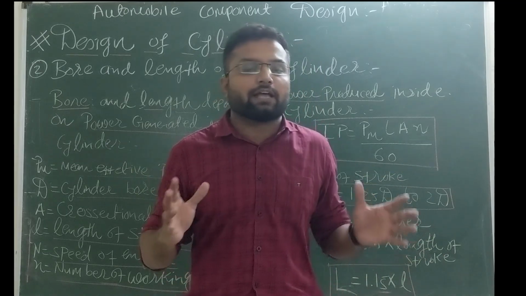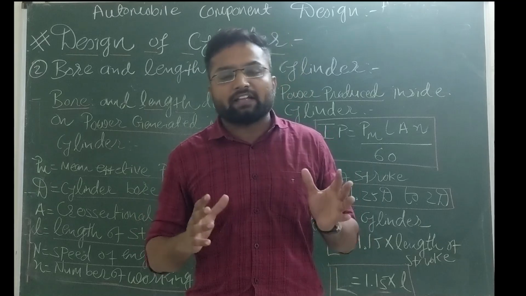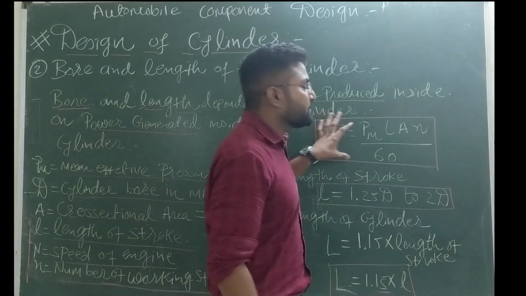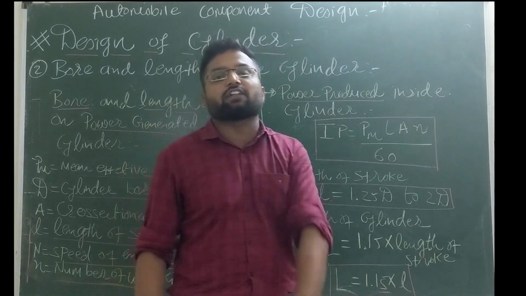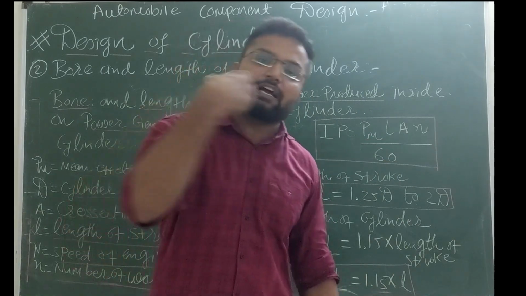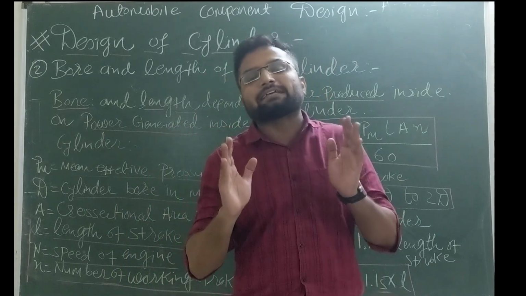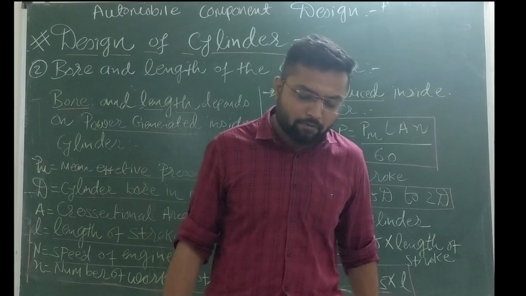So ultimately, the difference between indicated power and brake power is that indicated power is geometry-based, a predictive power. If an engineer says that this much power my engine develops, depending on geometry, that is called indicated power. If it is found after practical work, at our flywheel, that is called brake power. This is the basic difference between indicated power and brake power.